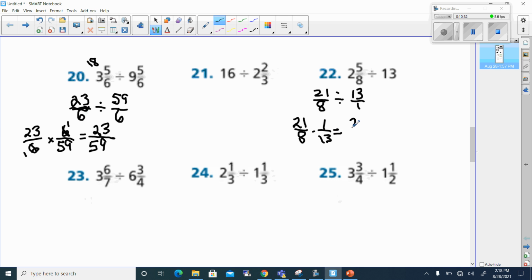21 times 1 would be 21. Now I got 8 times 13. Let's see, 13 times 8 is $104. I have to ask myself, is there anything that goes into 21 and into 104? I'm not quite sure. I'm going to use the calculator to see.